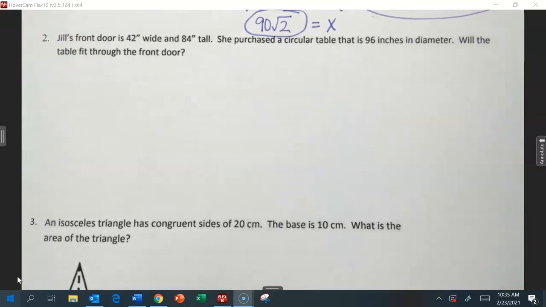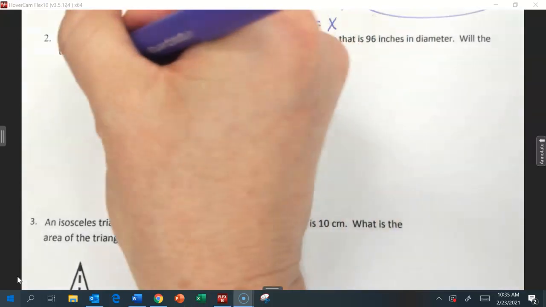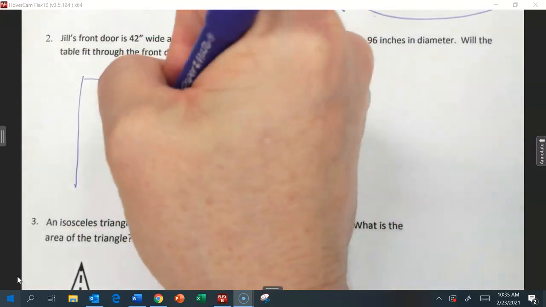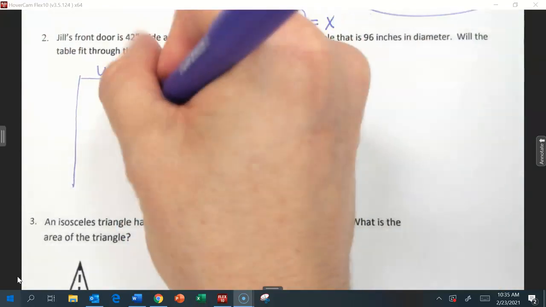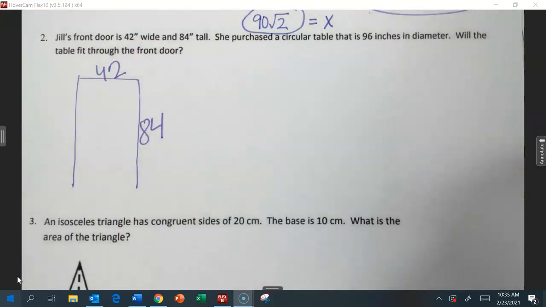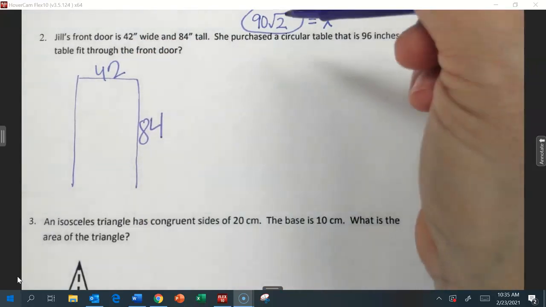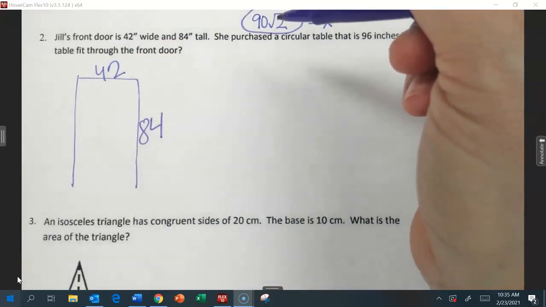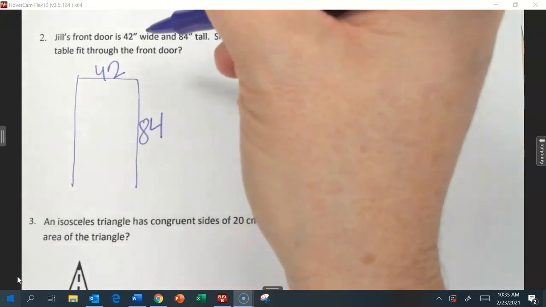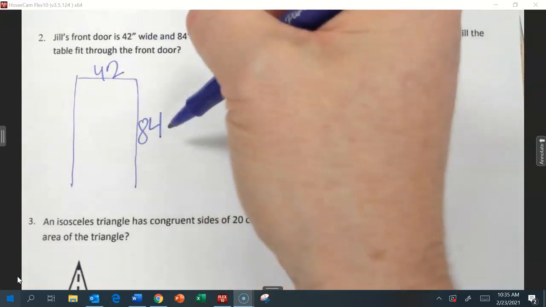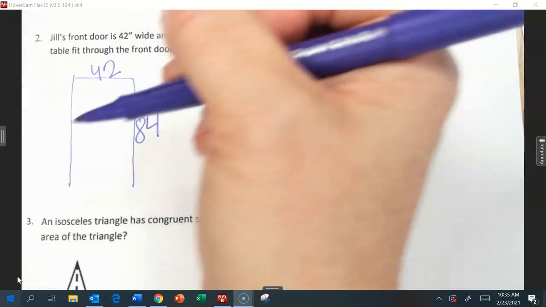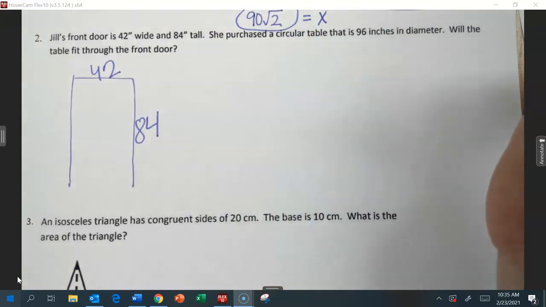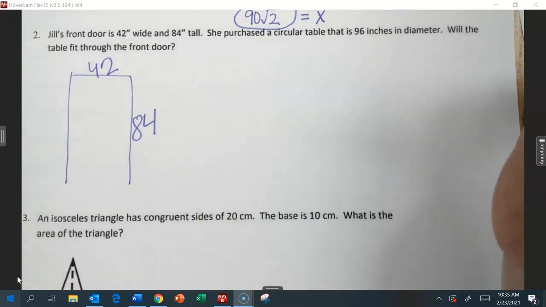Our next one, Jill's front door. So I'm going to draw something that remotely looks like a door, and it is 42 feet wide and 84 feet tall, or inches. Feet would be pretty big. I'm a mess in this video. 42 inches and 84 inches. She purchased a circular table that is 96 inches in diameter. Will the table fit through the front door?